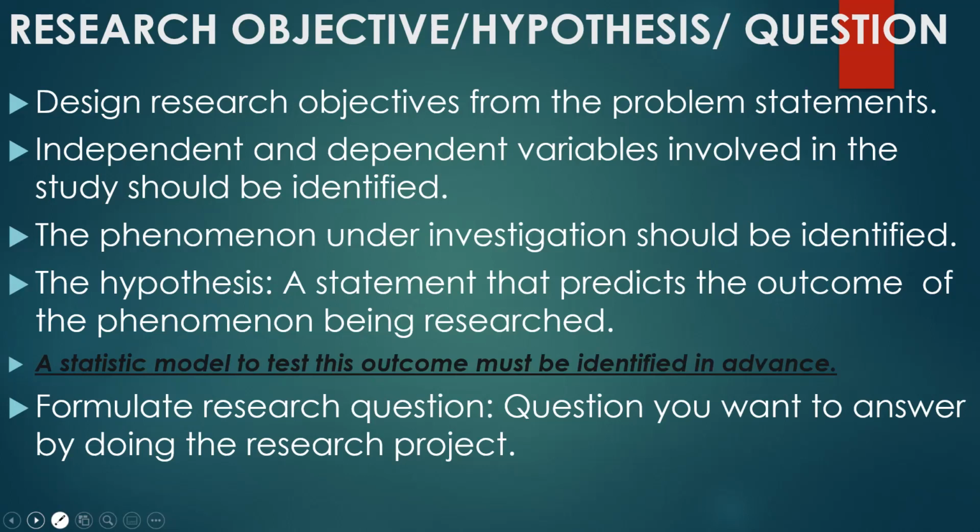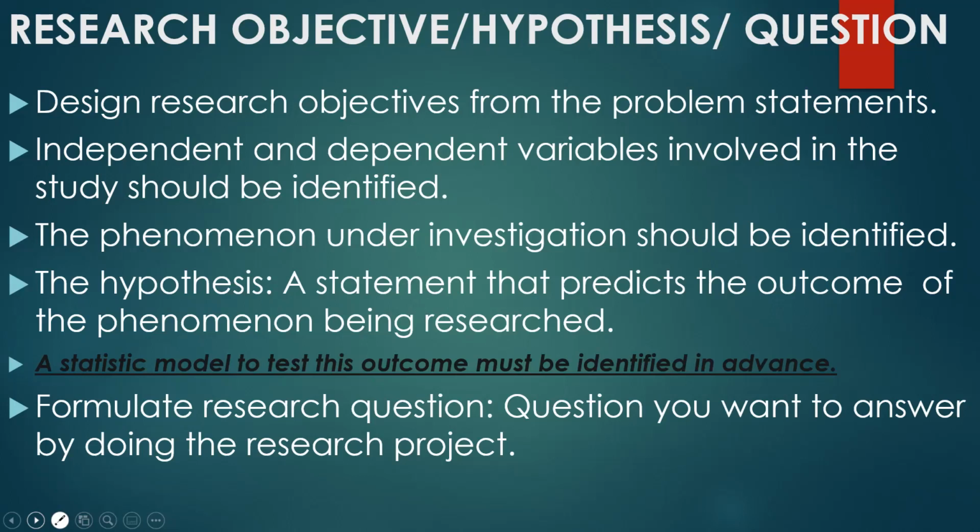So now let's see what is a research hypothesis. A research hypothesis is a statement that predicts the outcome of the phenomenon being researched. You see? So if you are investigating something, then you are expecting to get a result. So if you are investigating a phenomenon by conducting a survey, or by conducting an experiment, you expect to get an outcome. And by reading research articles and by understanding that phenomenon, you are able to predict what the outcome will be. But we are going to see more of this in the slides ahead.